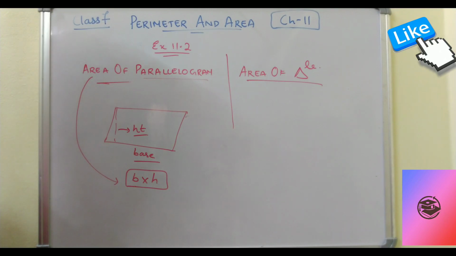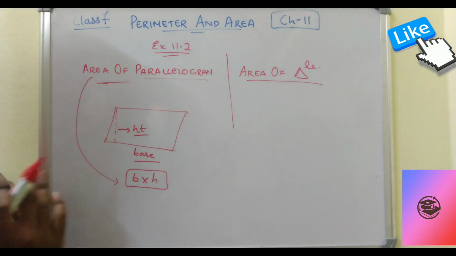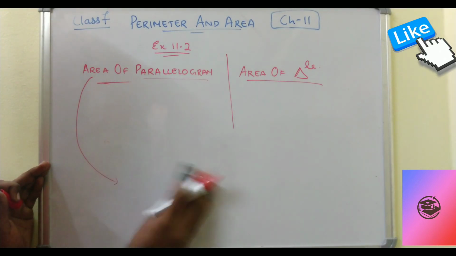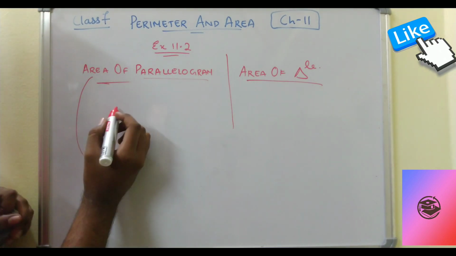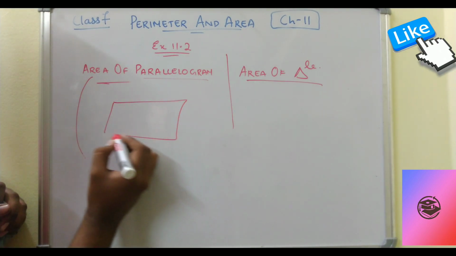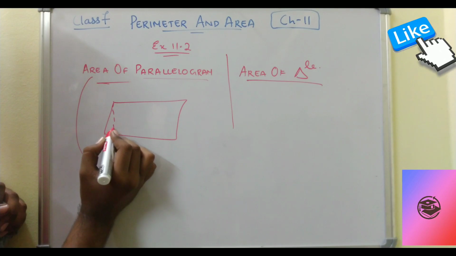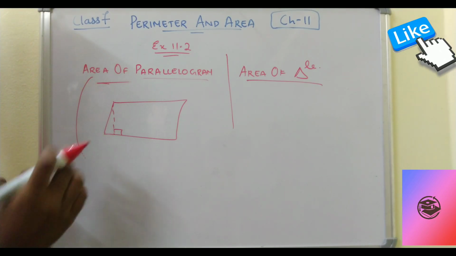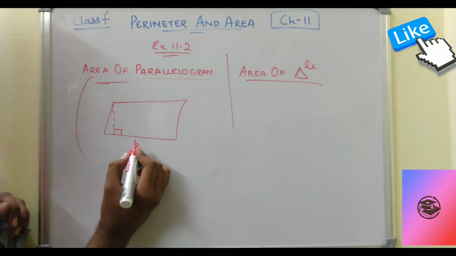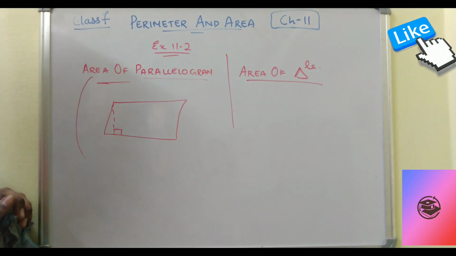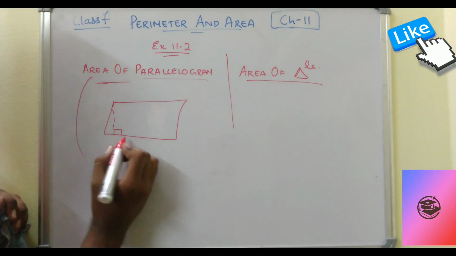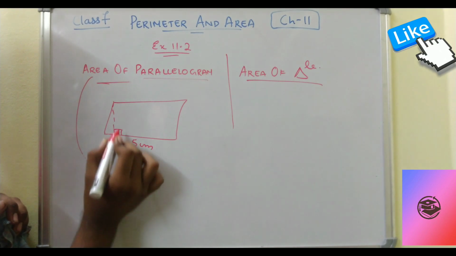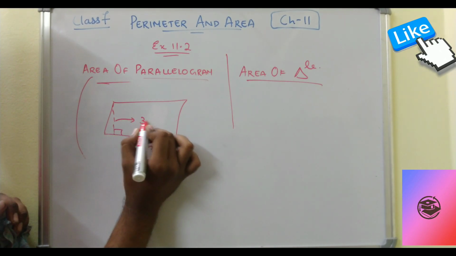Now let us take up one example. Try to analyze this parallelogram. The 90 degree line is nothing but the height from the vertex to the base. So this will be the base. Suppose I take 5 centimeter as the base. Height is given as 3 centimeter.